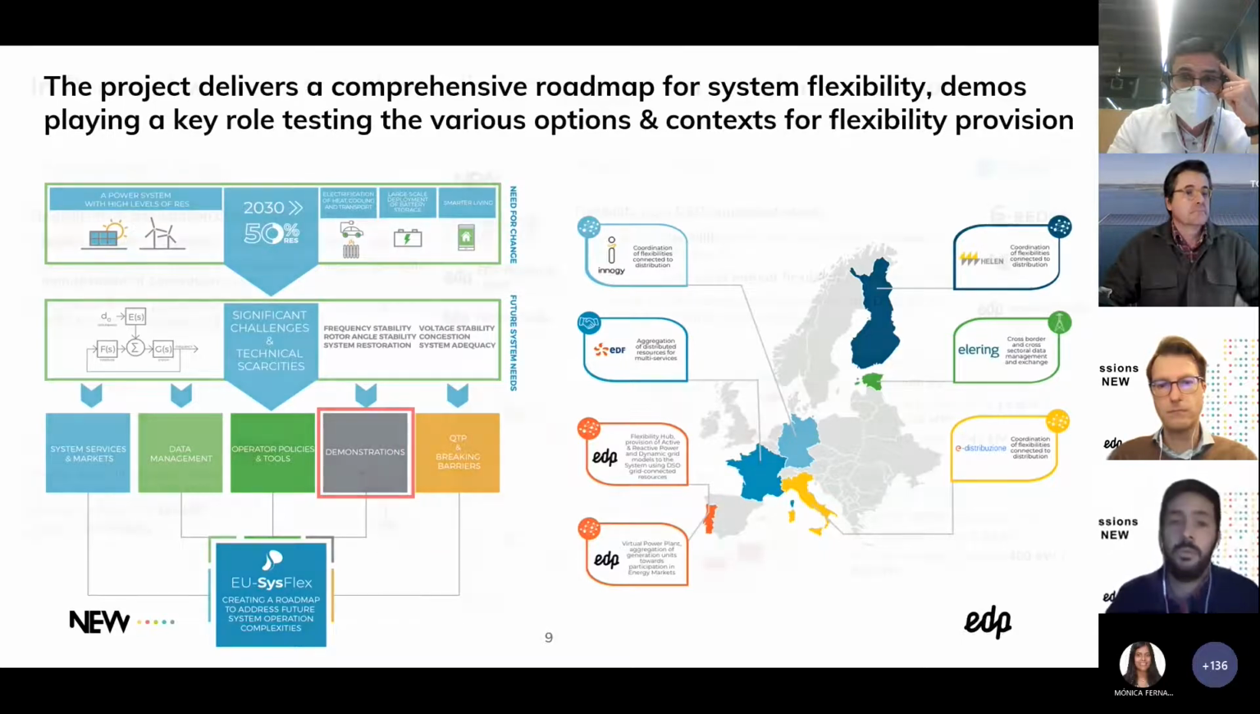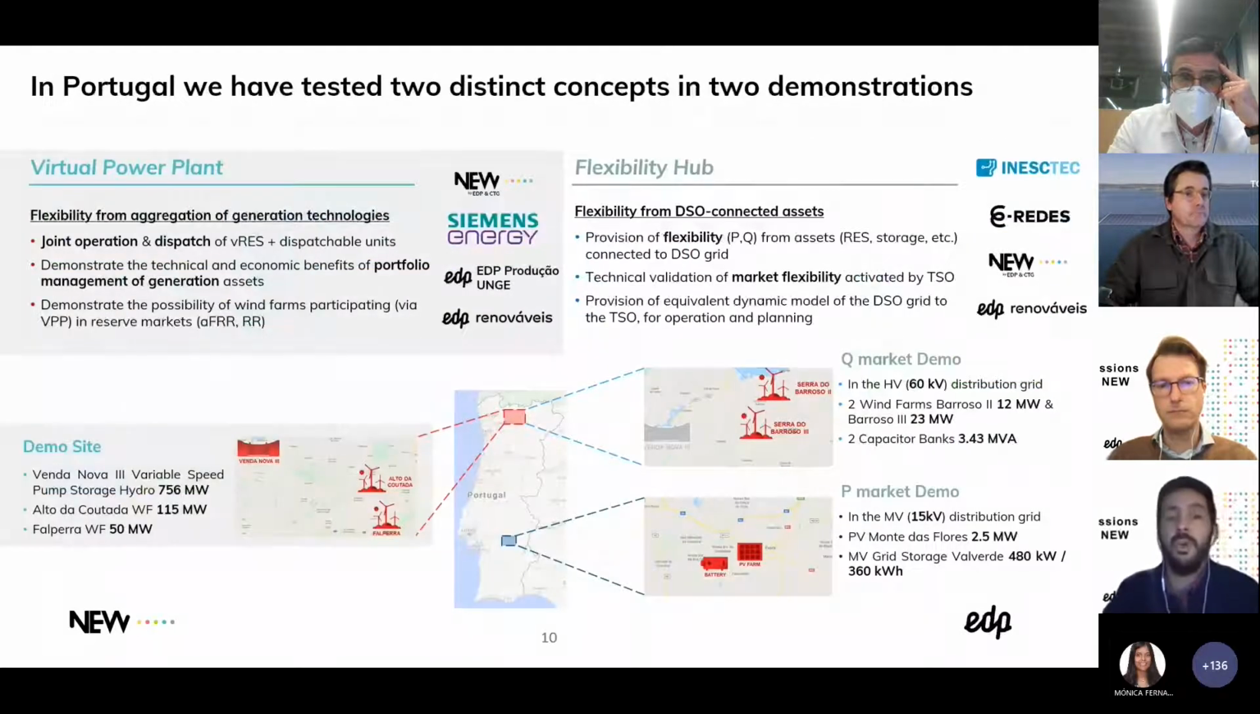Specifically, let's now head straight to the Portuguese case. We've tested 2 distinct concepts in 2 different demonstrations. One is the virtual power plant, in the world of VPPs, the world of aggregation, where we're trying to attain and use flexibility from the aggregation of different generation technologies.